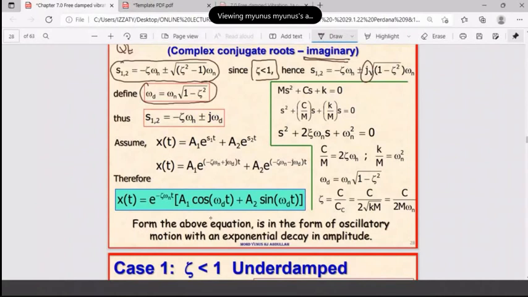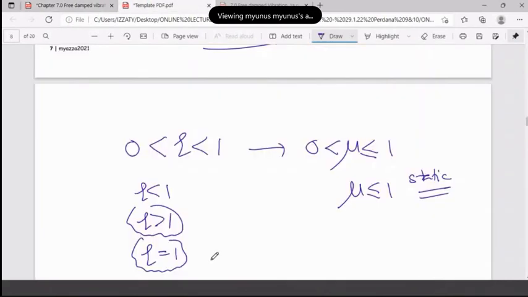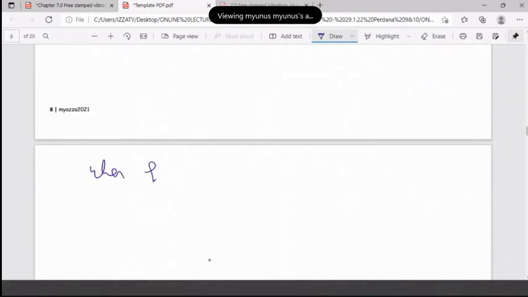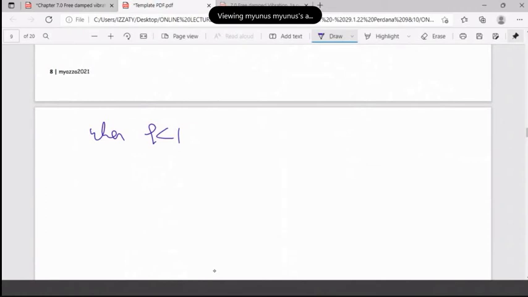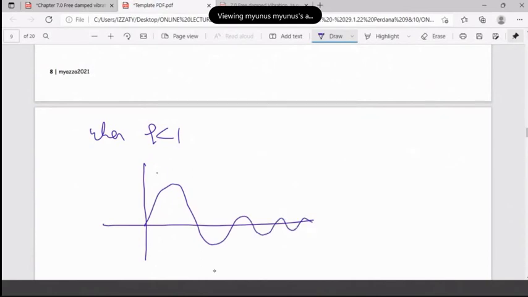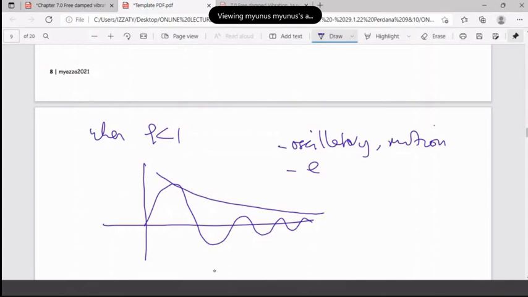The explanation about it is this: the above equation is in the form of oscillatory motion with exponential decaying amplitudes. So it simply means that when zeta is less than 1, your graph will look very much like this. They must be exponential, oscillatory motion. You have the exponential, correct? What else do you have just now? You have omega d equal to omega n times the square root of 1 minus zeta squared.